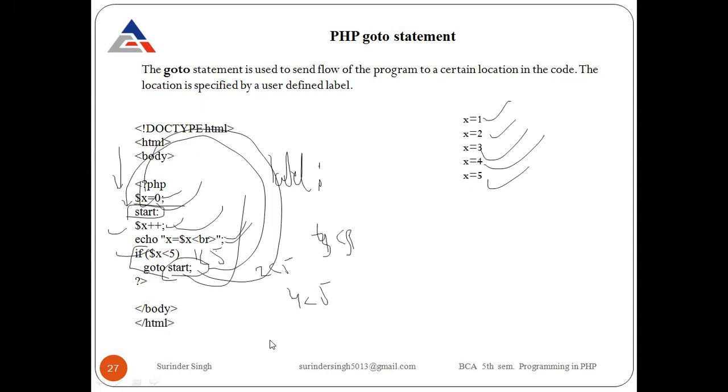Now answer this question. Which is the conditional statement from the following? Okay. The answer is switch statement. Go to is the jumping statement and for is the looping statement.